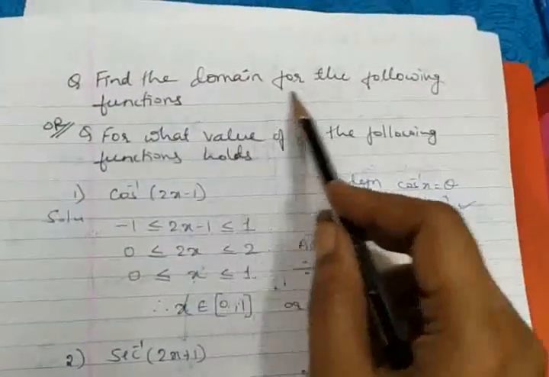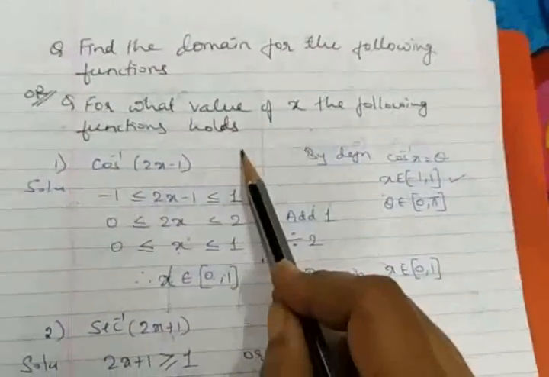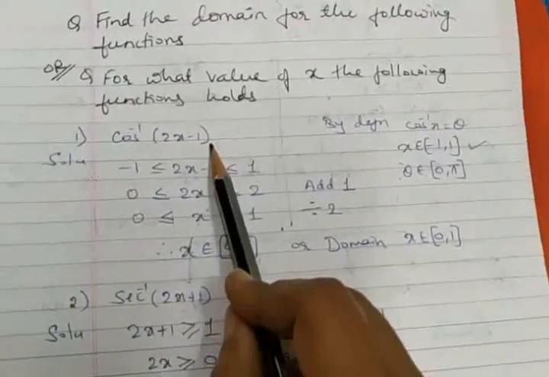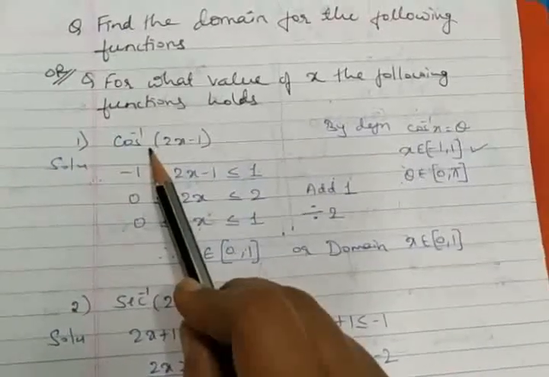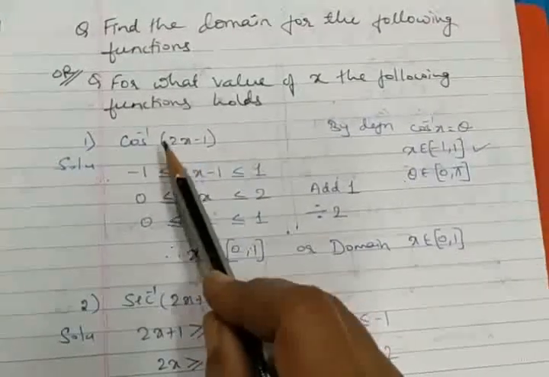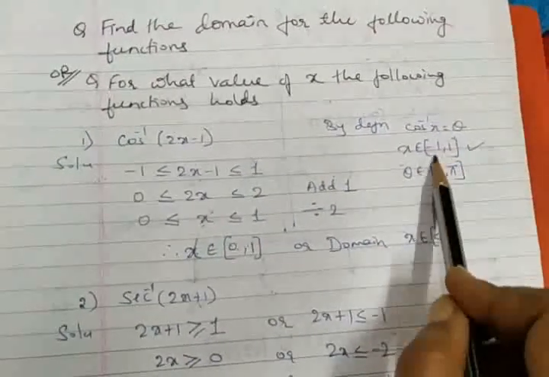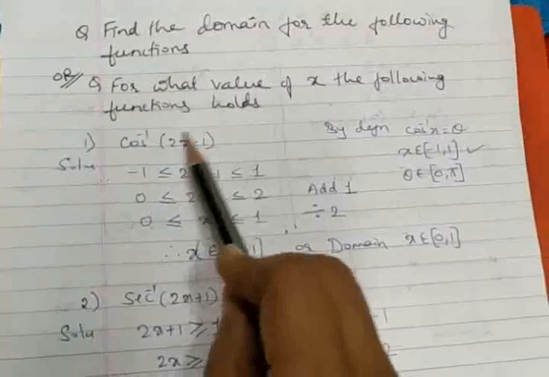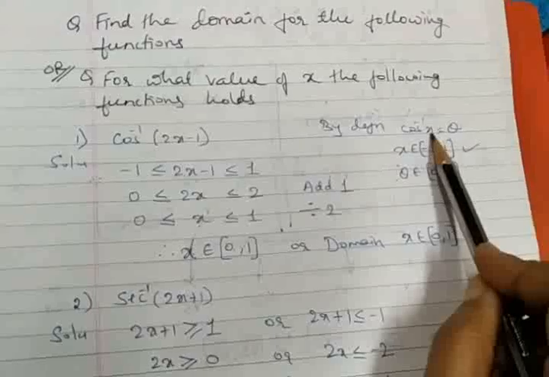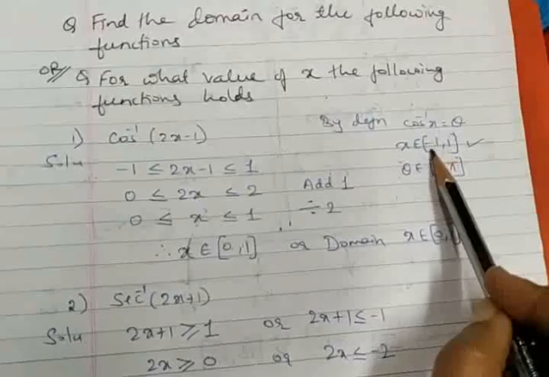The question is, of course, find the domain for the following functions, or the question can be asked as: for what value of x does the following function hold good. The question is given as f of x is equal to cos inverse of 2x minus 1. Normally when cos inverse x is given, we say that the domain should be -1 comma plus 1 and the range should be 0 comma pi. But they say it is cos inverse of 2x minus 1, so this linear term has to fulfill this interval. Right now they have given 2x minus 1, so this linear term has to lie in -1 comma plus 1.